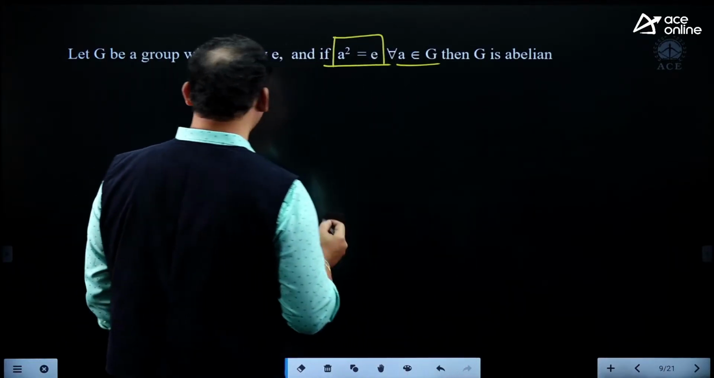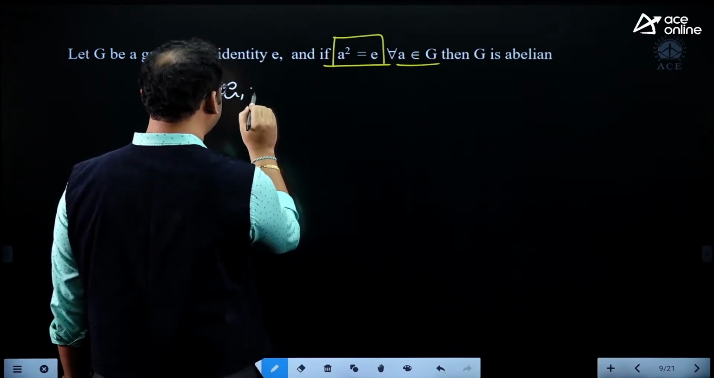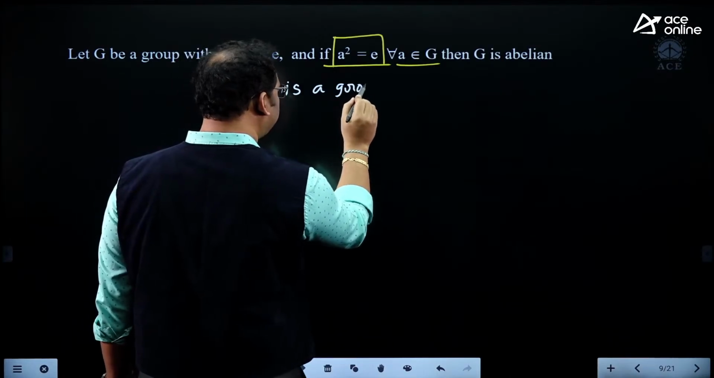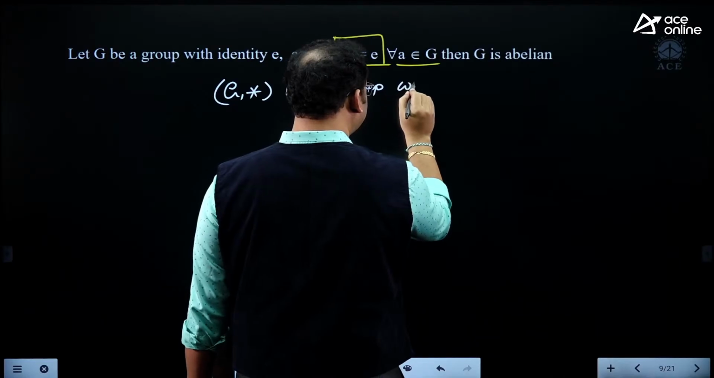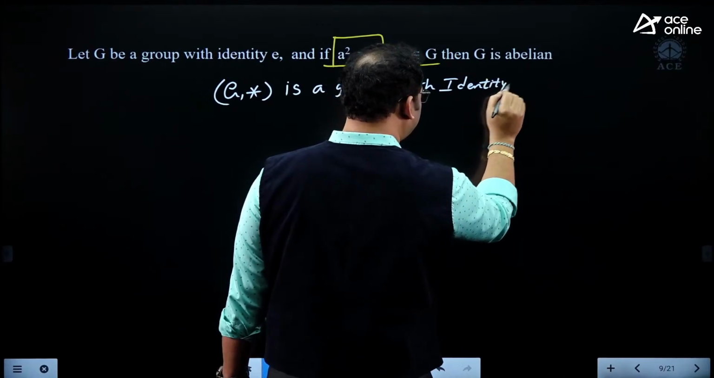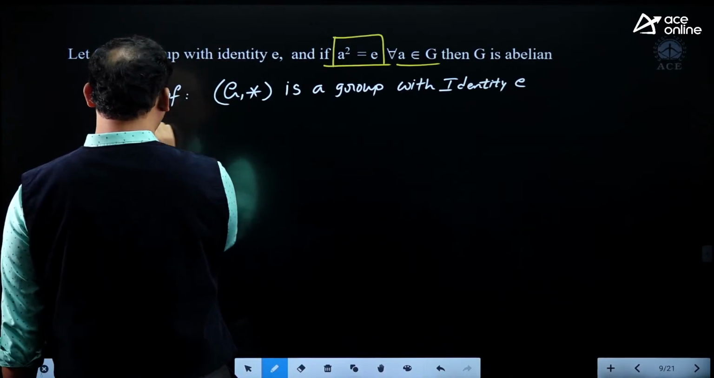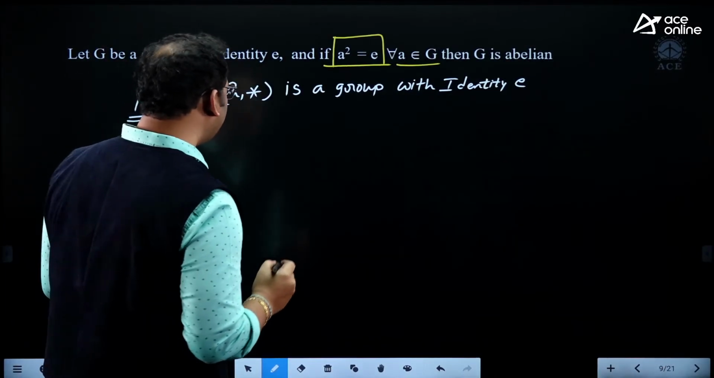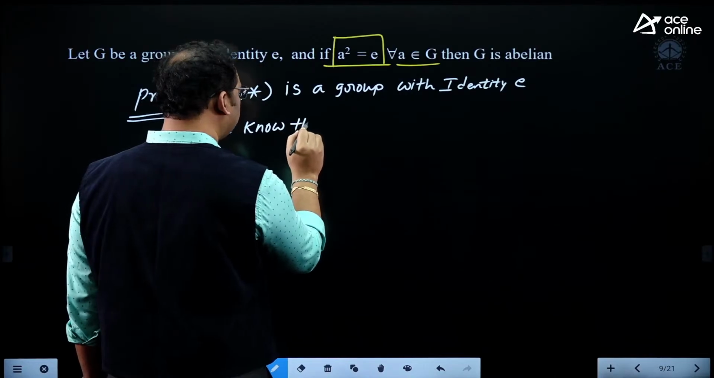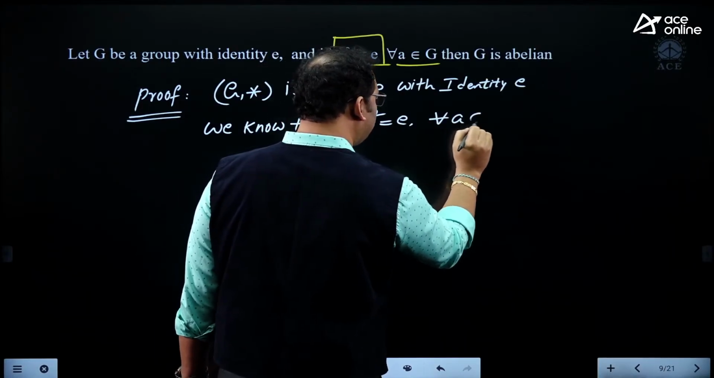It is given that G star is a group with identity element E. And we also know that A square is equal to identity for all A belonging to G.